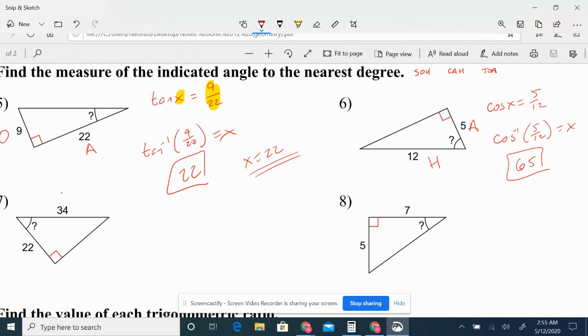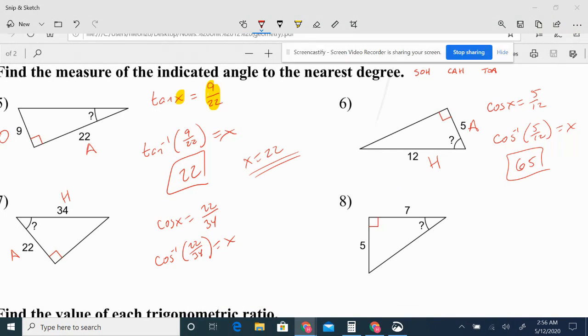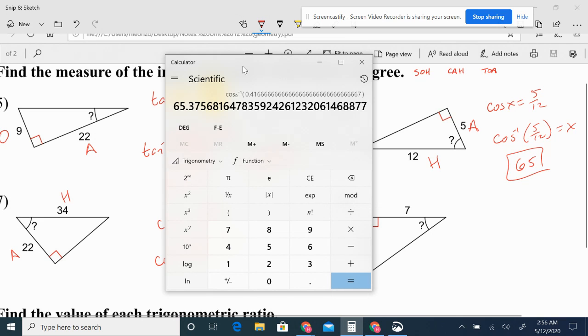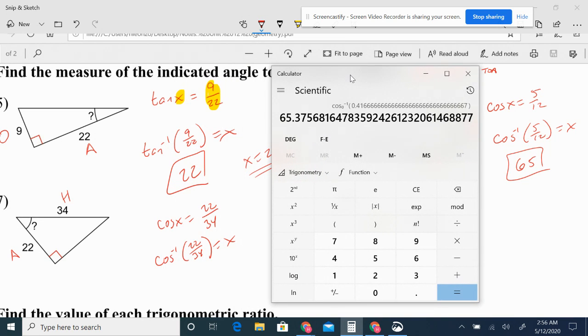All right, let's take a look at question number 7. I have the hypotenuse and I have the adjacent. That means I'm going to be using cosine. So I'm going to say cosine of x is equal to 22 over 34. So then I'm going to say that cosine inverse of 22 over 34 is equal to x. All right, let me get my calculator out. 22 divided by 34 is equal.